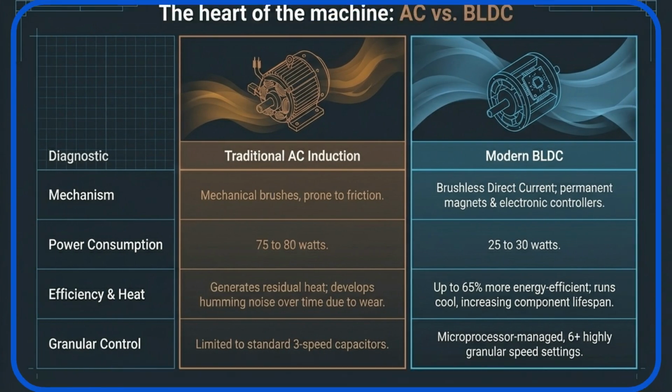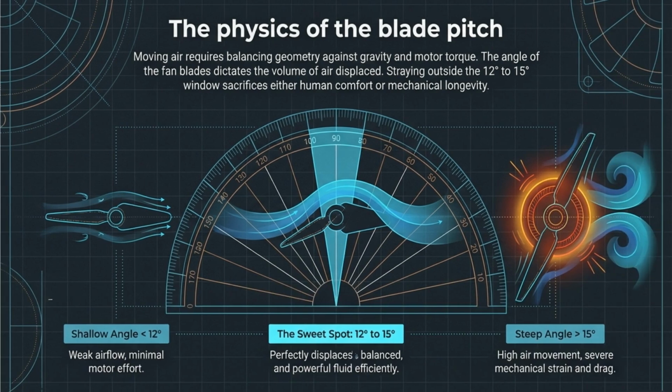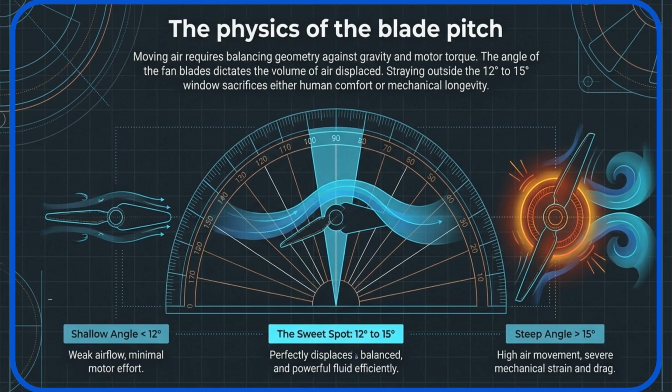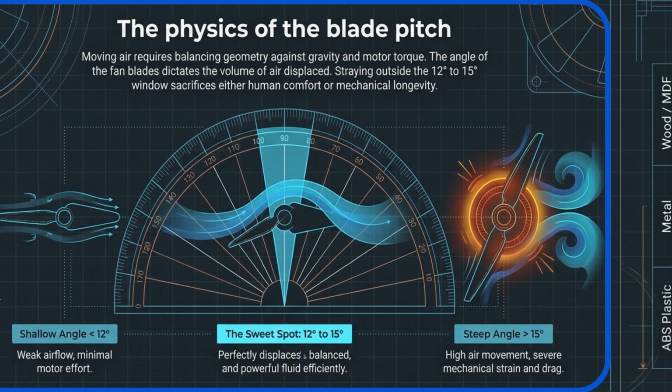The motor is the heart of the machine. Modern BLDC motors offer significant advantages over traditional AC induction motors, including much lower power consumption and higher efficiency. The physics of the blade pitch is crucial. The sweet spot for balance and efficient airflow is between 12 and 15 degrees.